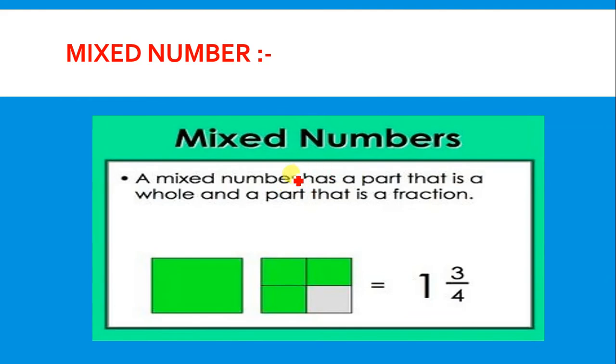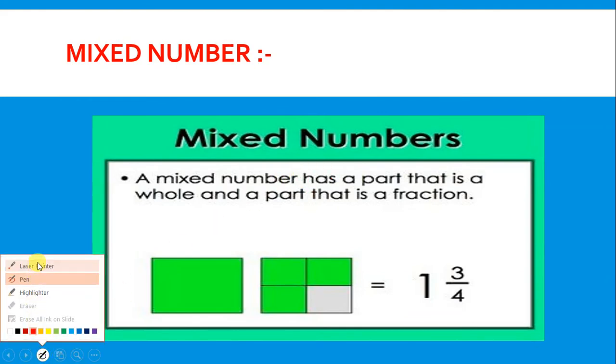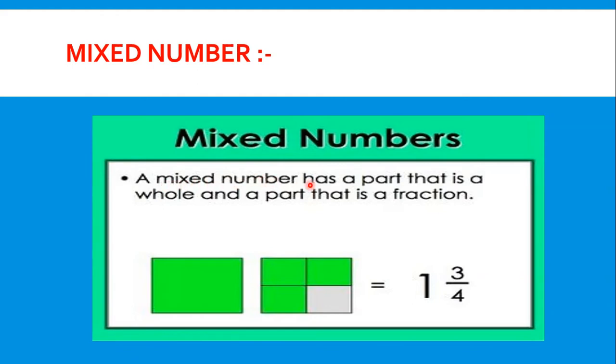mixed number. What is a mixed number? A mixed number has a part that is a whole and a part that is a fraction. Can you see? This is a whole part. The next, what we have? 3 upon 4. It means out of 4, 3 parts are shaded. Can you see? 1 whole complete part and 3 by 4. This is a mixed fraction, mixed number, 1 and 3 by 4. Clear?